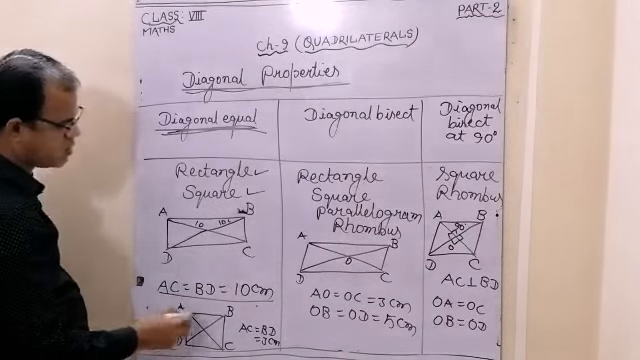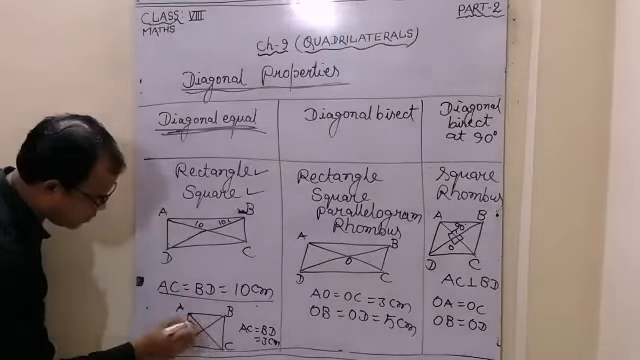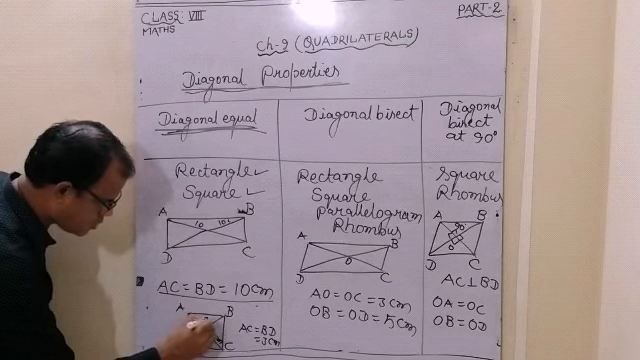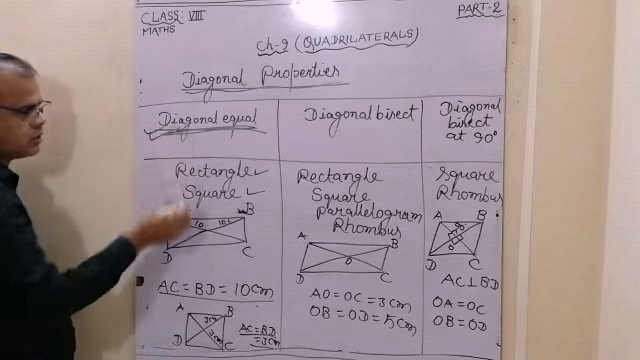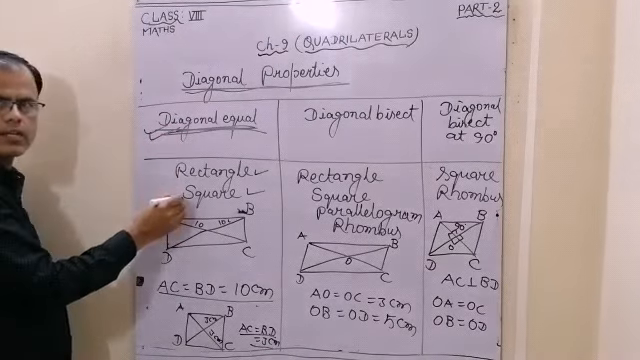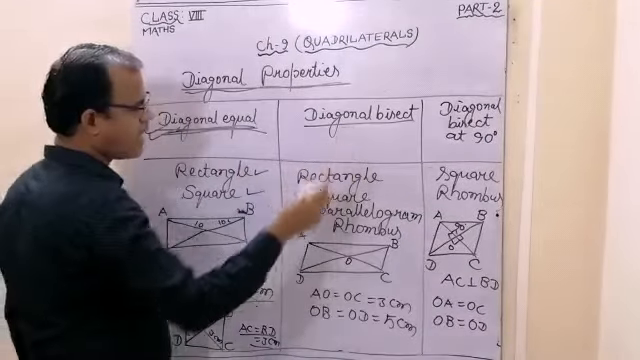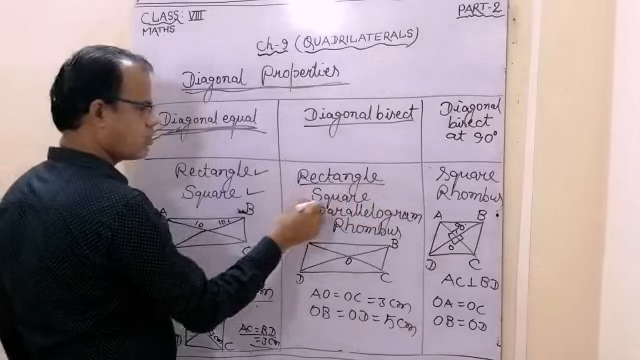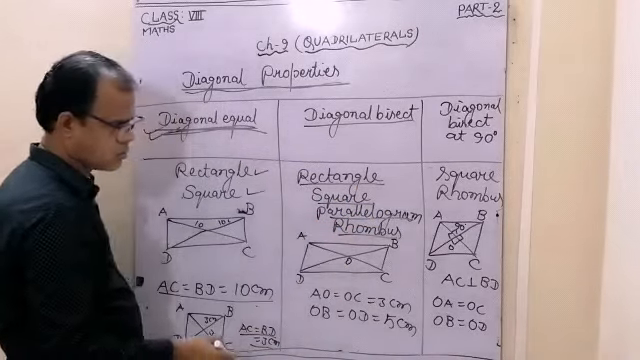Next, suppose this ABCD is a square, in which we take diagonal AC as 3 centimeters, then diagonal BD is also 3 centimeters. So diagonals are equal in a rectangle as well as in a square. Now come to diagonals bisect. So look here, in a rectangle the diagonals bisect each other, in a square also, parallelogram also, and rhombus also.